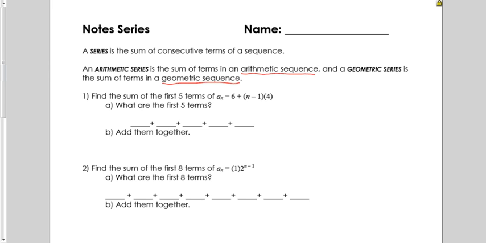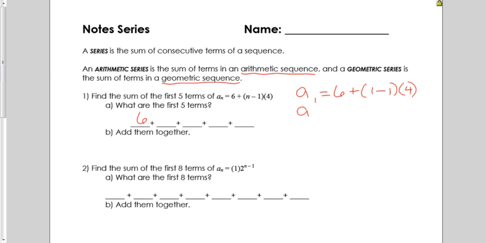So, here are some examples. Number 1: find the sum of the first 5 terms of a sub n equals 6 plus the quantity n minus 1 times 4. First we want to figure out what the first 5 terms are. To figure them out, I'm going to plug in n equals 1, and I should recognize that this is an arithmetic sequence. That would equal 6 if I simplified.